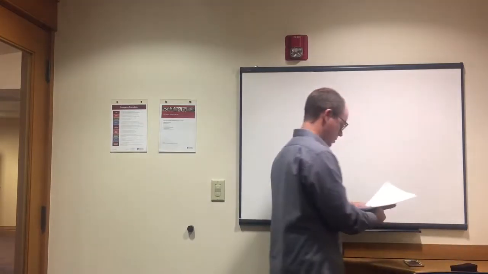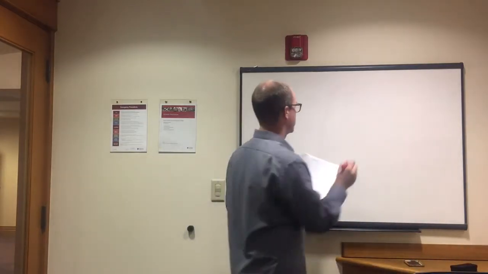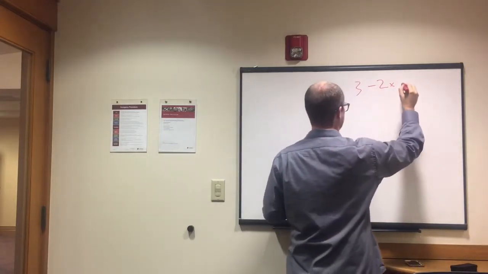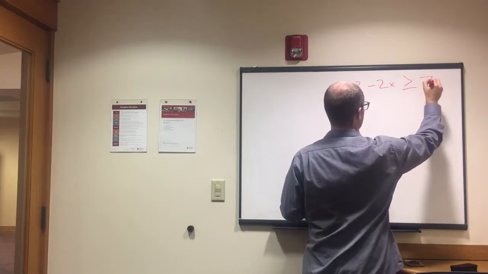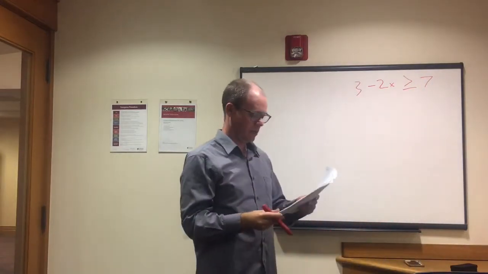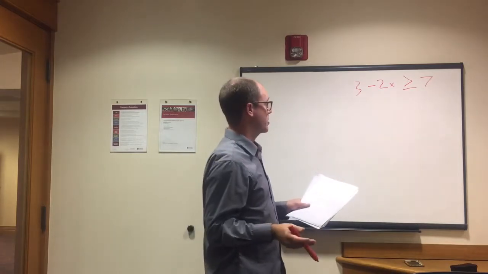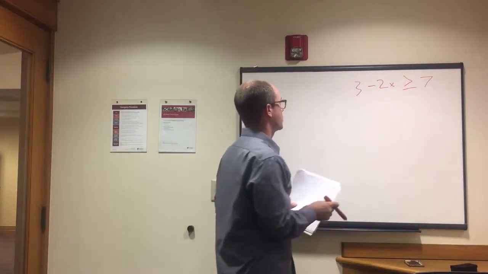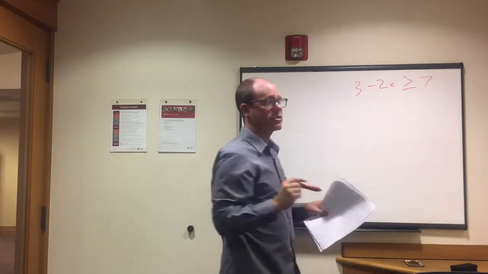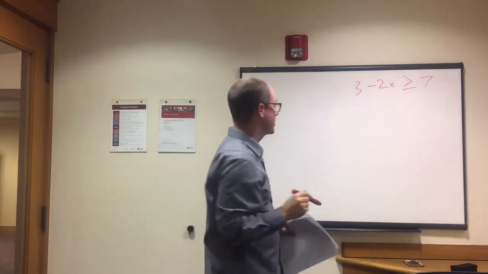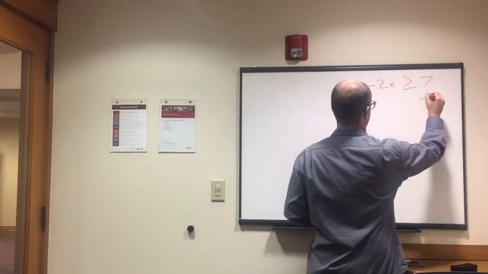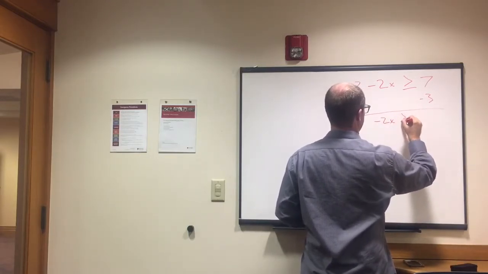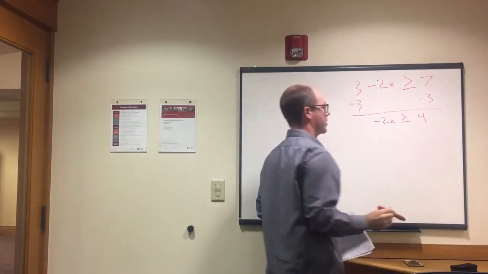Okay, let's look at one more. 3 minus 2x is greater than or equal to 7. Same process here, except we don't have any fractions, so you don't have to worry about that. The first thing is get rid of this 3 on the left side, so we can have negative 2x by itself. We subtract 3 from both sides: negative 2x greater than or equal to 4.